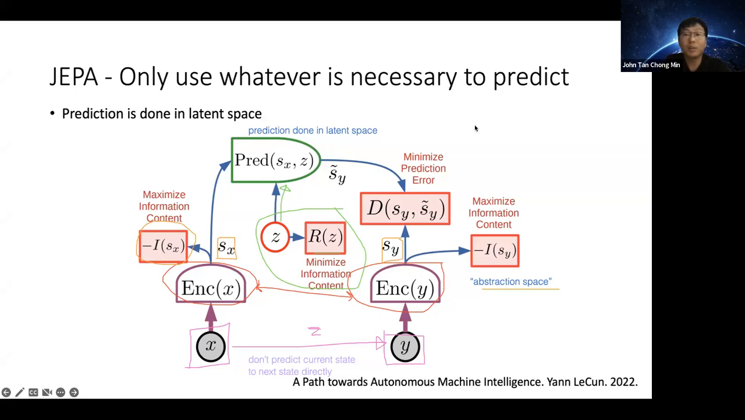So here our prediction is here. Based on the current state, we predict the next state. This is our prediction of the next state in the abstraction space, SY. And what we want to do here is minimize the distance between the predictions, minimize prediction error. So if you talk about my state action framework, how do we map it here?